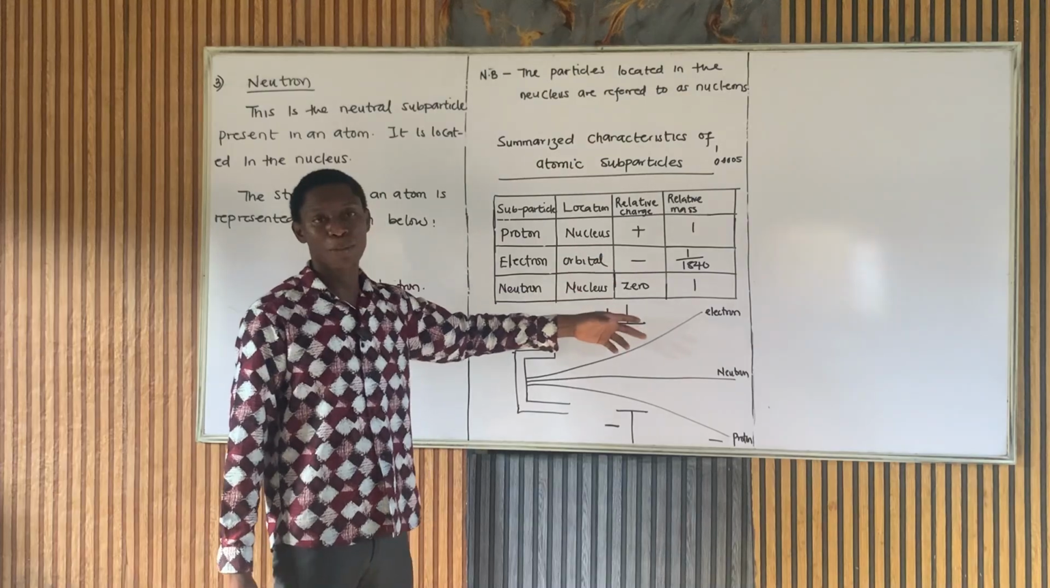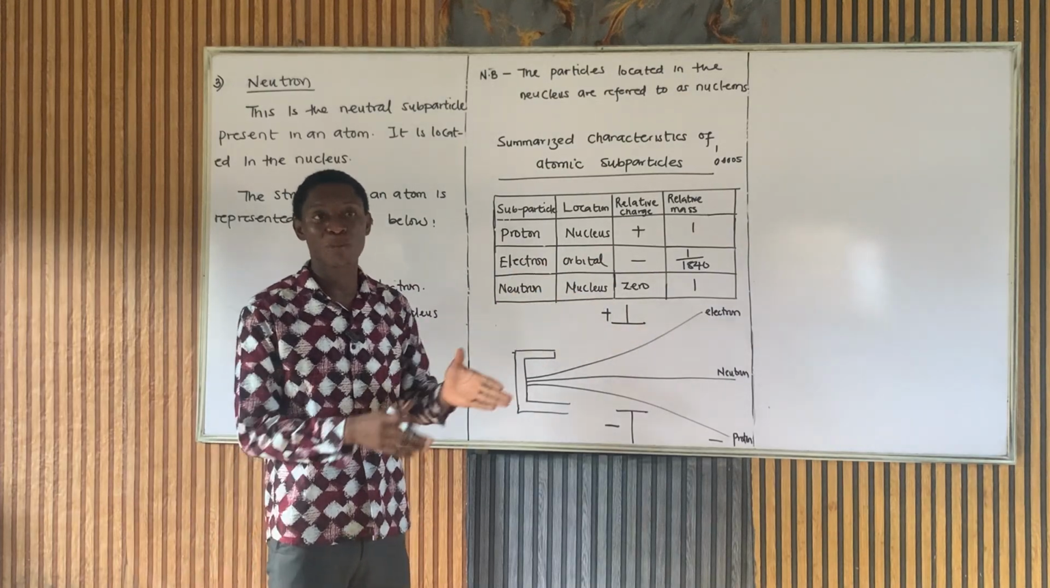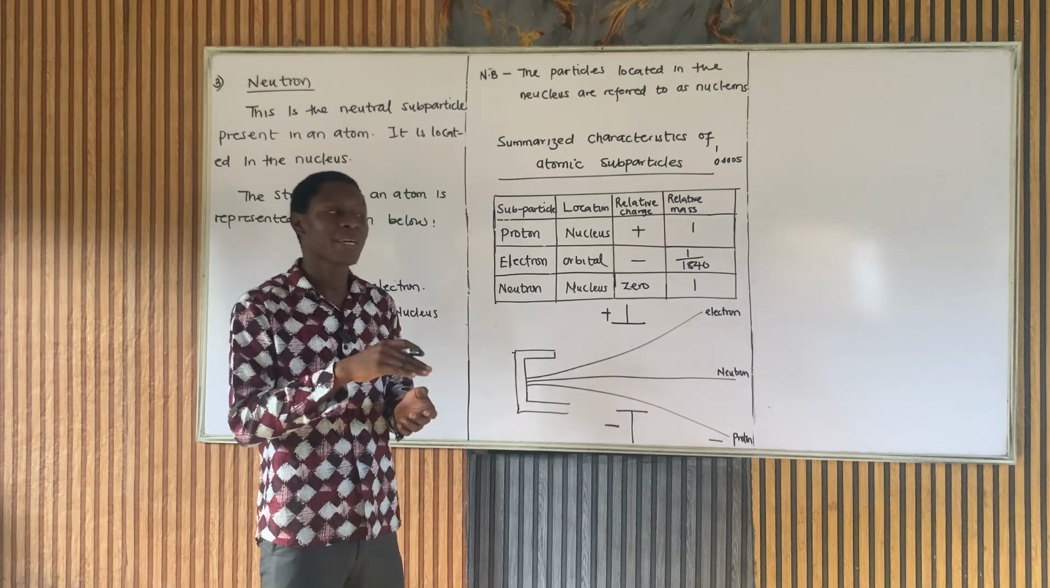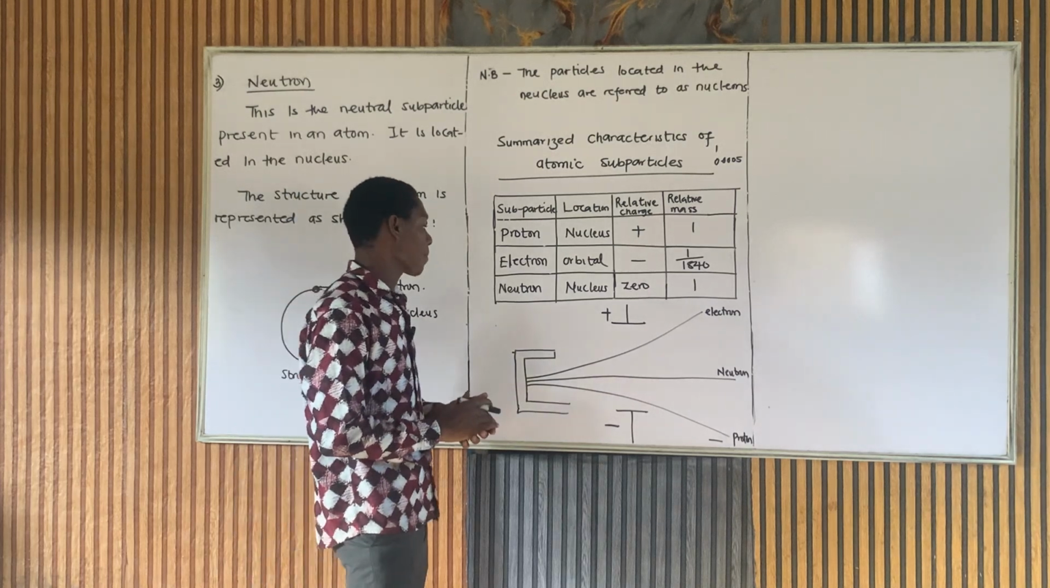When we get to mass number and atomic number, we'll talk about that. Mass number is just the sum of protons and neutrons. You don't talk about electrons because electrons are very, very light. So that's that about that.